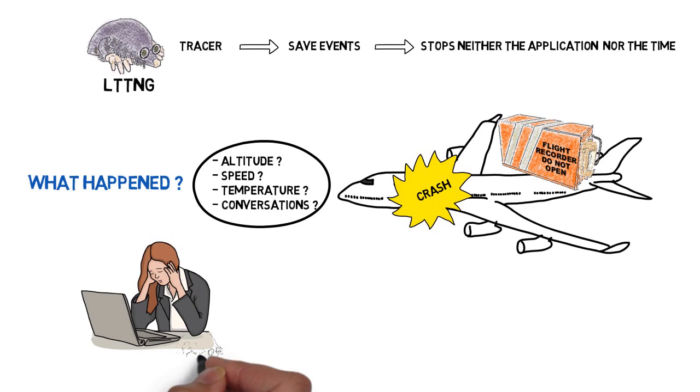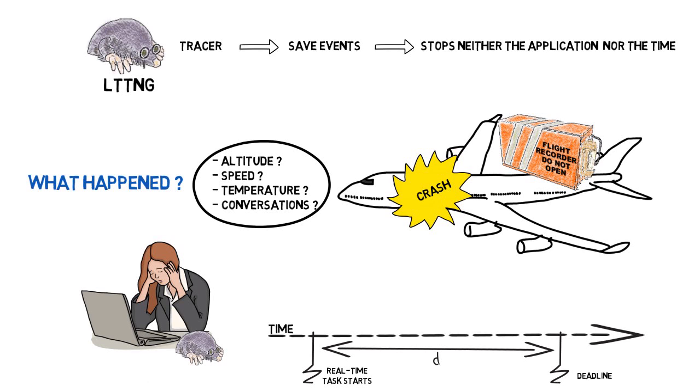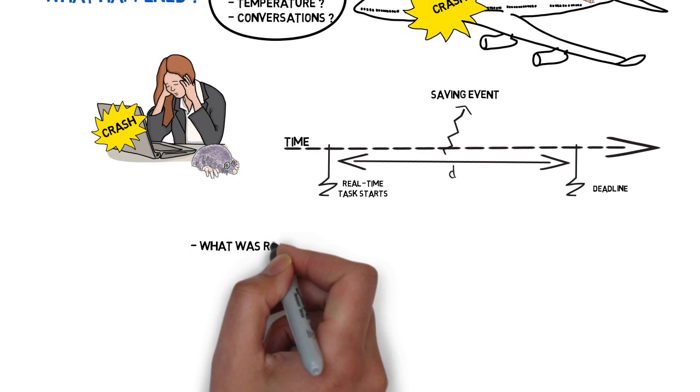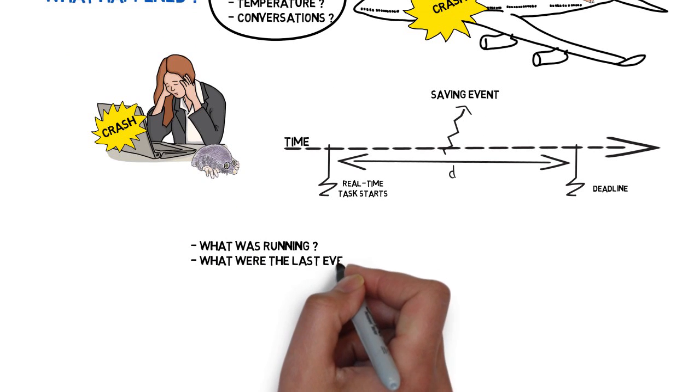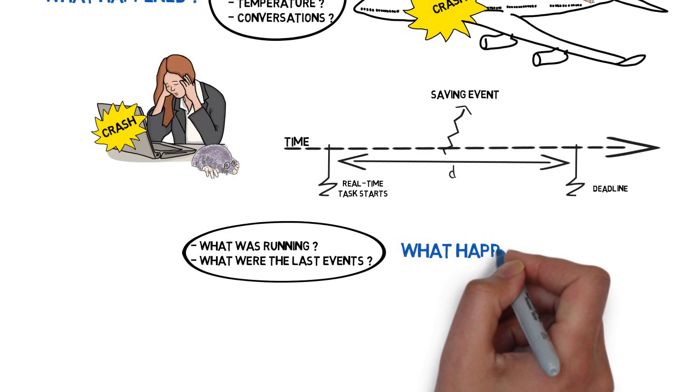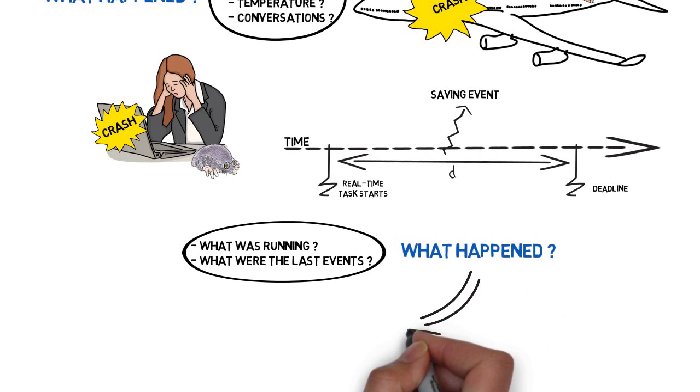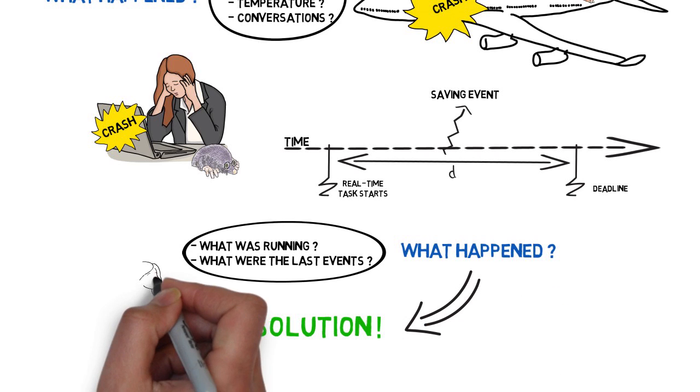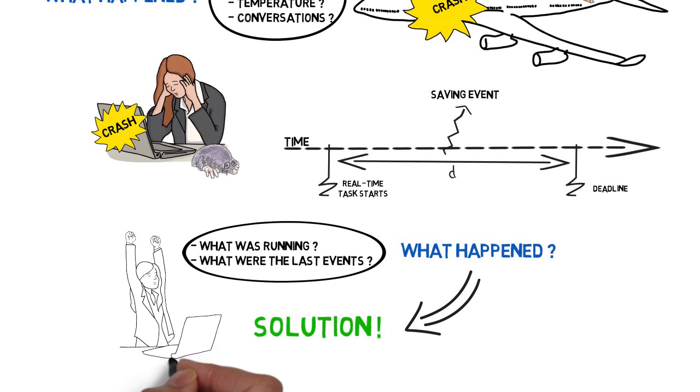You can instrument applications and systems by using trace points. When the application runs, it will save execution events without interruption. If your task crashes, you can analyze the generated trace and see the last events. Like the flight recorder for the plane, you will know what happened, what led to the crash. And by knowing that, you will be able to find and apply a solution.